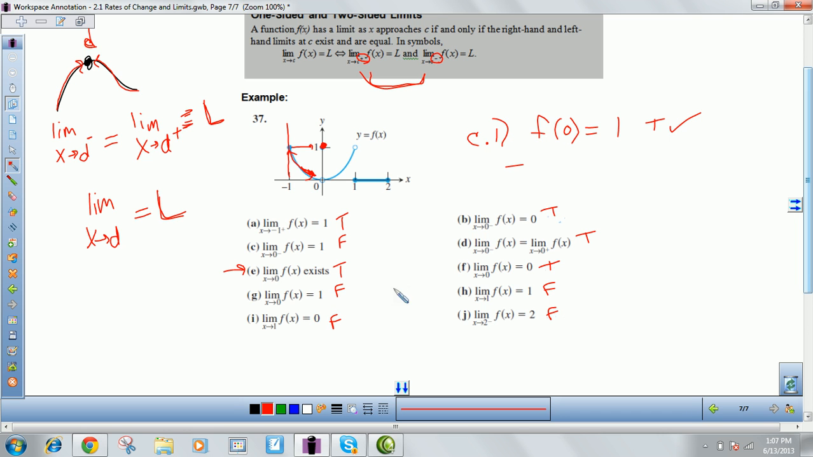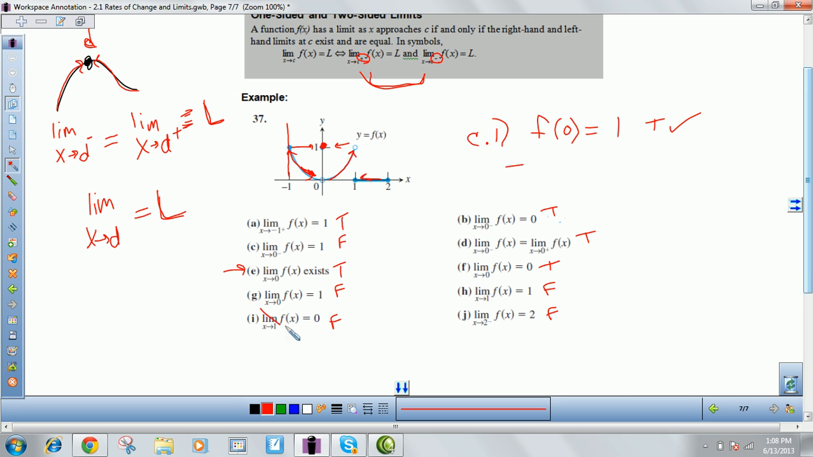Okay, and then looking at x equals 1, it has one-sided limits. The limit as x approaches 1 from the left is equivalent to y equals 1. The limit as x approaches 1 from the right is equivalent to y equals 0. You notice those left and right hand limits are not the same. Therefore, that overall limit does not exist. Actually, right here, the limit as x approaches 1 is equal to 0. That's false. The limit as x approaches 1 is equal to 1. That's false, because the left hand limit is 1 and the right hand limit is 0.